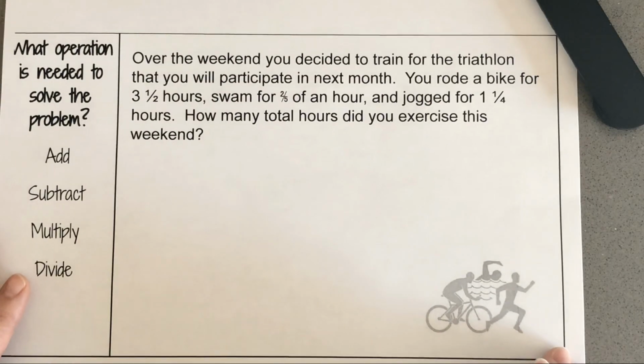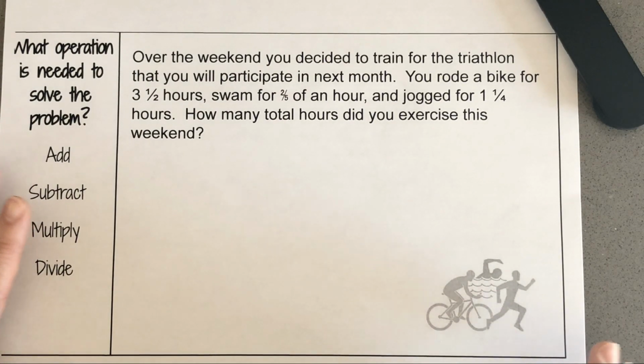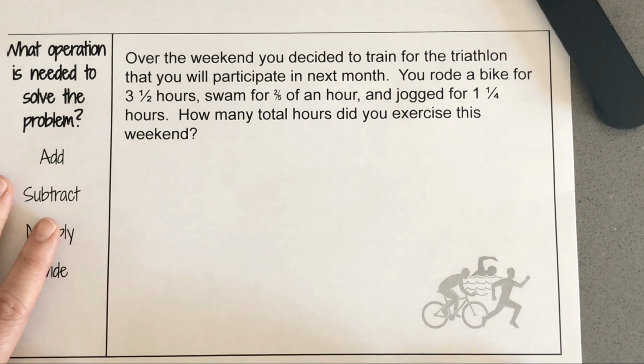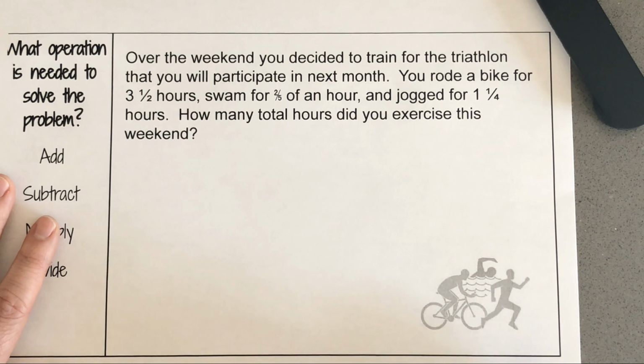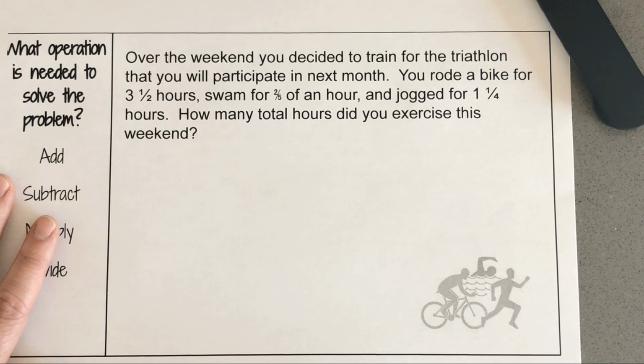There's nothing you need to write down with this problem right now. We're just going to simply mark the text and get it prepped and ready to solve. Over the weekend, you decided to train for a triathlon that you will participate in next month. You rode a bike for 3.5 hours, swam for 2/5 of an hour, and jogged for 1 1/4 hours. How many total hours did you exercise this weekend?